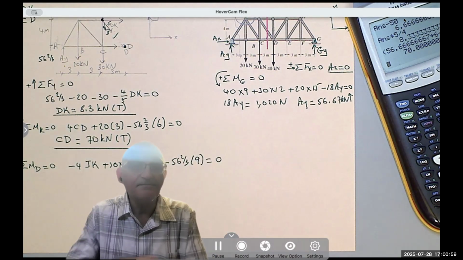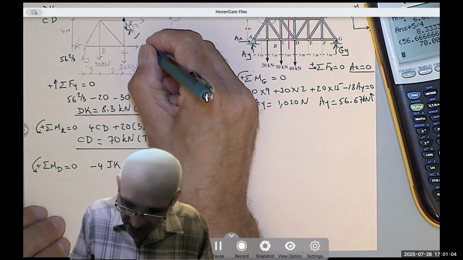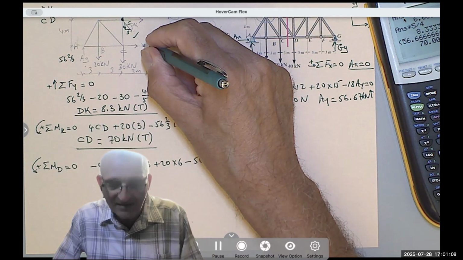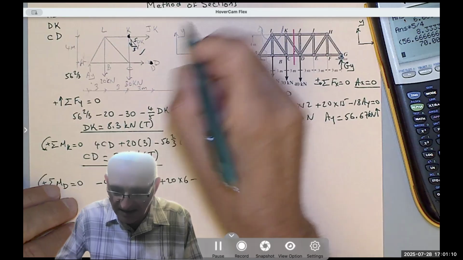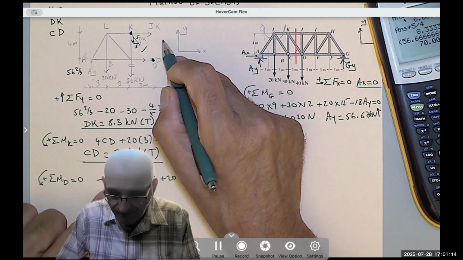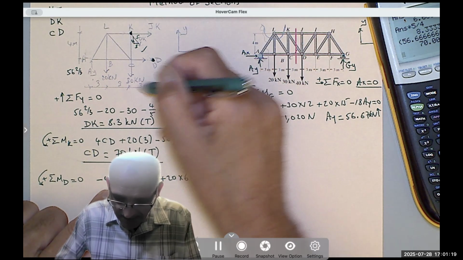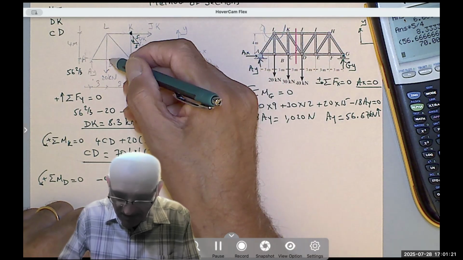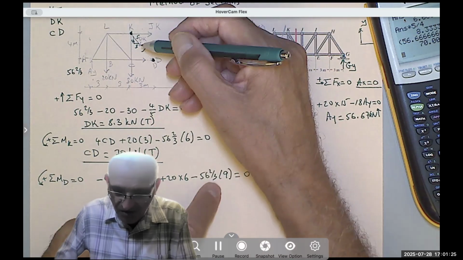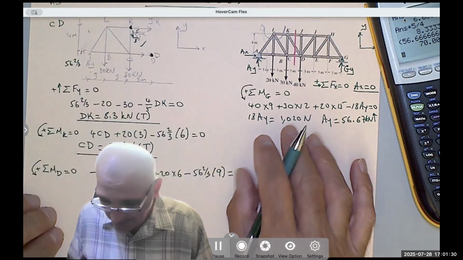Do you see that? Again, if you take the moment here, these two forces intersect at D, so they don't produce moment. What are the arrows that you see? I see JK clockwise, meaning negative 4 JK. Positive counterclockwise, 3 times 30. Positive 20 times 6. Negative 56 2/3 times 9. That's how you take the moment about D.